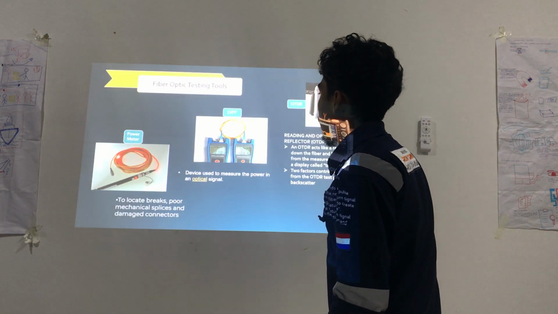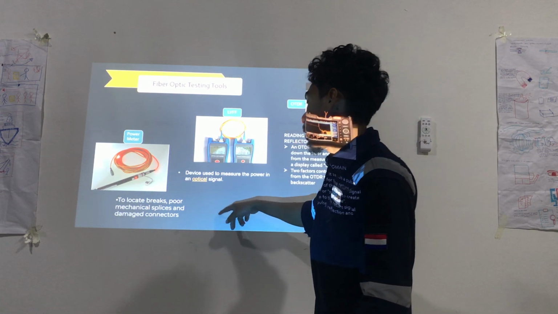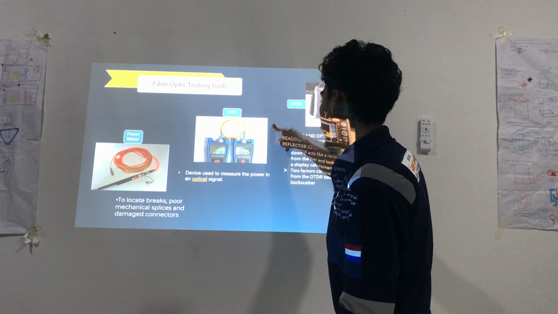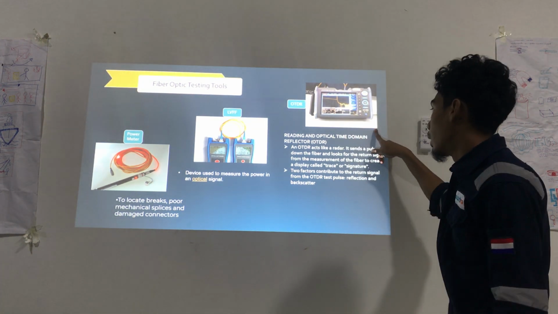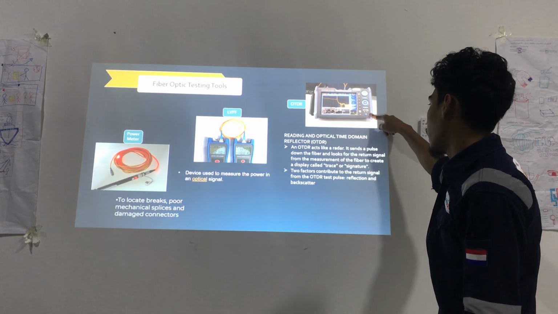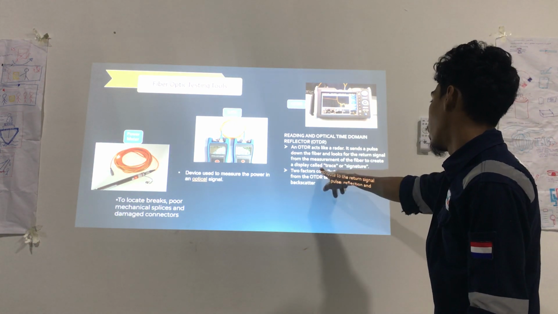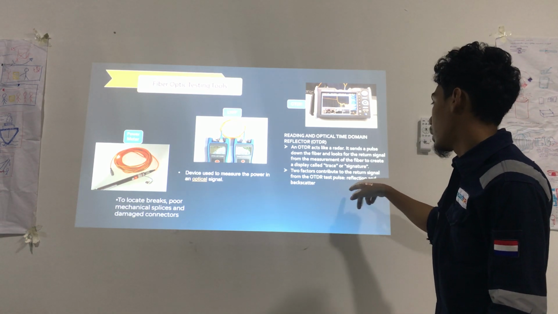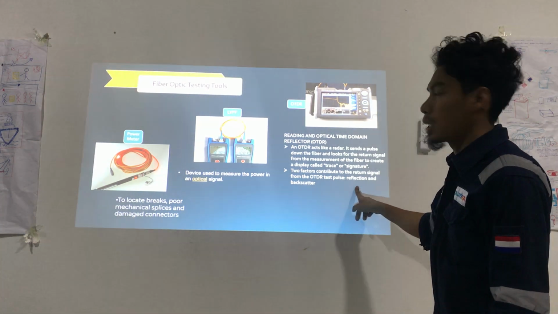Okay, fiber optic testing tools. For testing fiber optic, we can use a power meter. A power meter is used to locate breaks, poor mechanical splices and damaged connectors. A light source and power meter is used to measure the power in an optical signal. And the OTDR, optical time domain reflectometer. It acts like a radar. It sends a pulse down the fiber and looks for the return signal from the fiber to create a display called a trace or signature. Two factors that contribute to this return signal are reflection and backscatter.